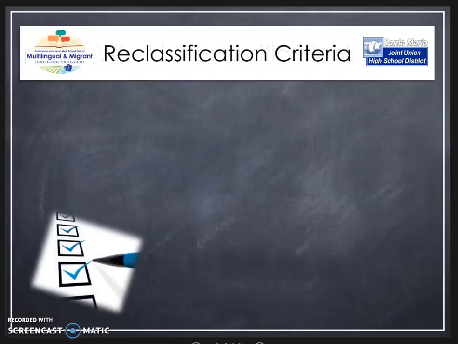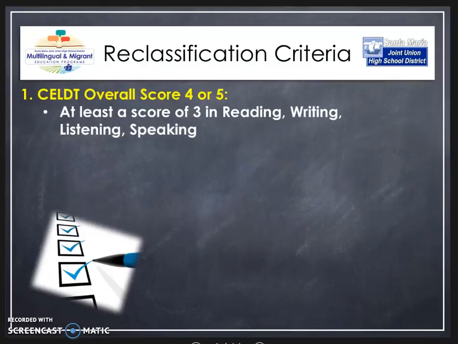There are 4 requirements you must meet in order to be reclassified. Number 1, your CELT overall score should be a 4 or 5, with at least a 3 in the writing, listening, and speaking sections. Remember that English test you take every year over the summer? Well, that's the CELT test. It is very possible you have already met this first requirement.